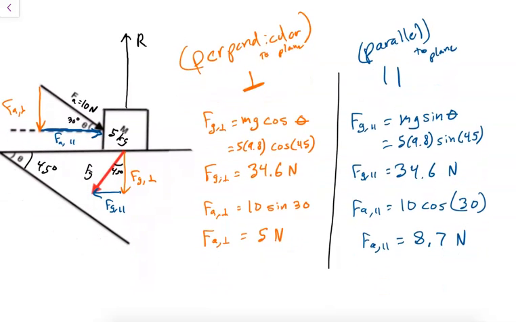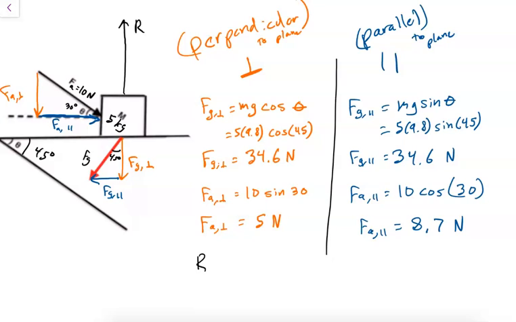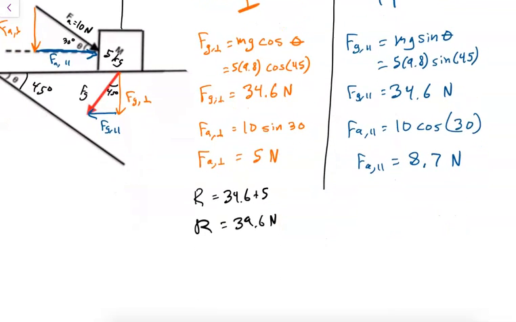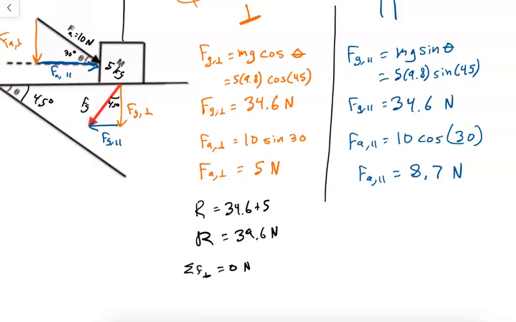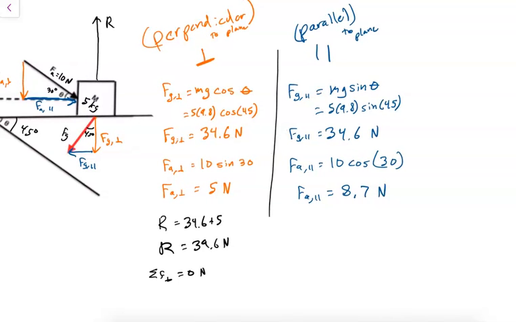So actually we can automatically find our R value because the two perpendicular components of applied and gravitational are both acting downward and my reactionary force is acting upward. So my R is going to equal 34.6 plus 5, and that's equal to 39.6 newtons. And that means that my net force, well, we already knew this, net force in the perpendicular direction is 0 newtons because it wasn't going through the floor or being lifted above this plane. So that's done. But we really then need to find our net force down or up the slope, so parallel to the plane.